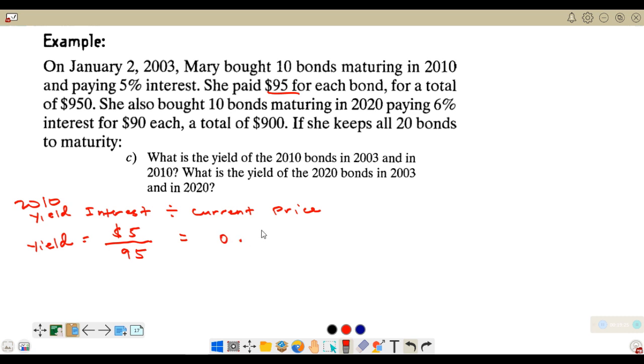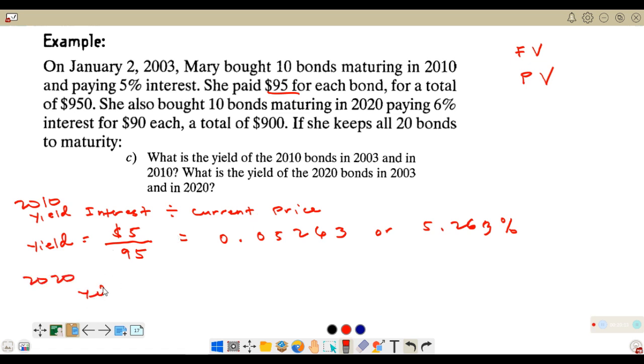You will get 0.05263 or about 5.263%. So, it is not just 5.2. It is actually 5.263%. This is the simplest approach I found that I can use to explain bonds and stocks to you, so I settled with this one. But in other books, you will encounter the terms future value, which is the same as the face value, and then the present value, which is the same as the current price. Okay? Now, let's go to the 2020 bond.